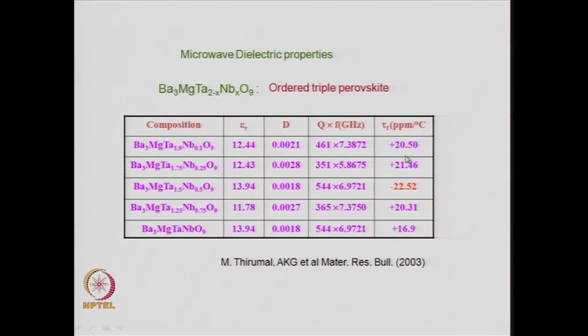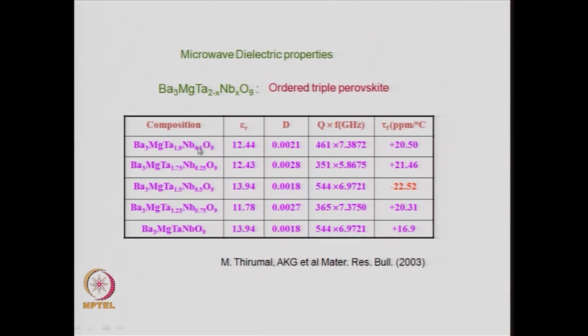So, this has a value of around, say, 20.5 into 10 to the power minus 6, and you can have positive tau f or negative tau f, and both were seen in these family of compounds, where what one has done is vary the composition of tantalum and niobium. So, the composition of tantalum and niobium is changed.